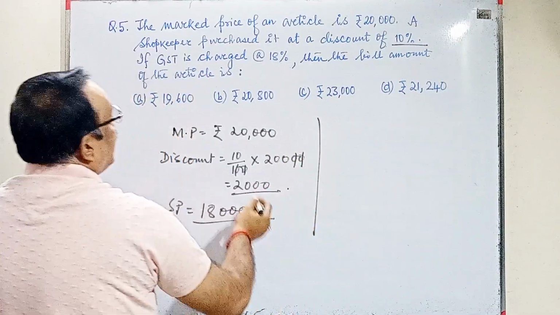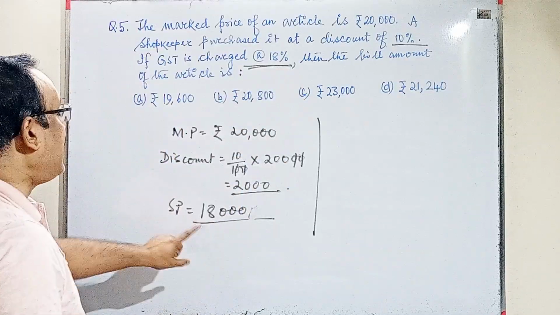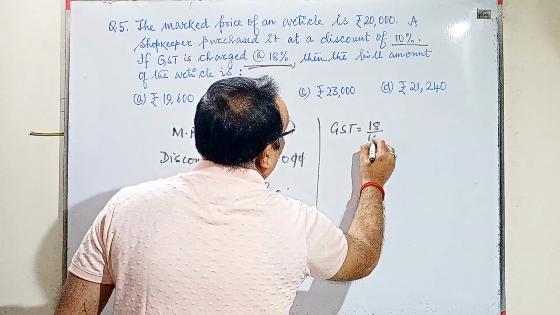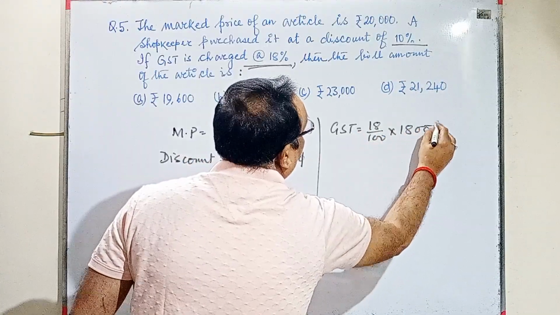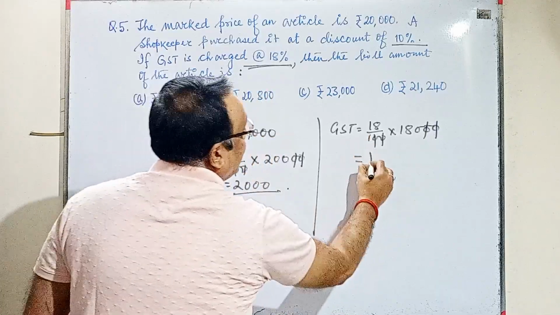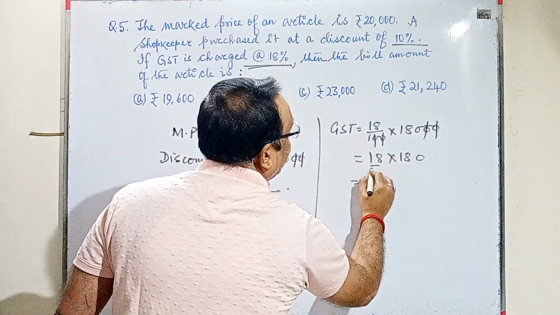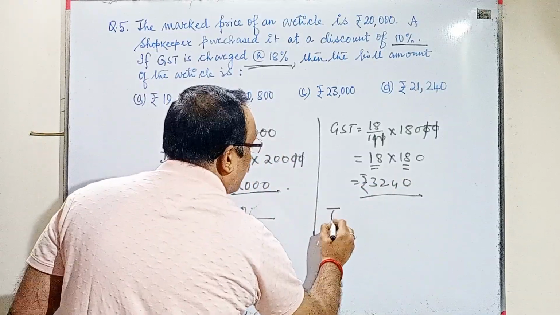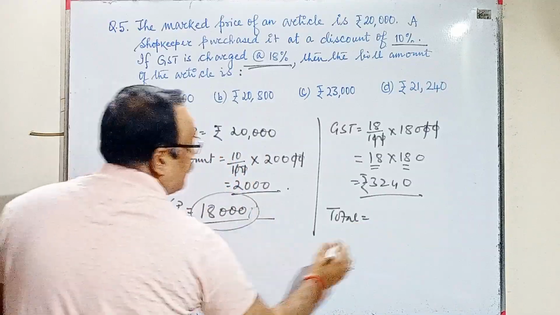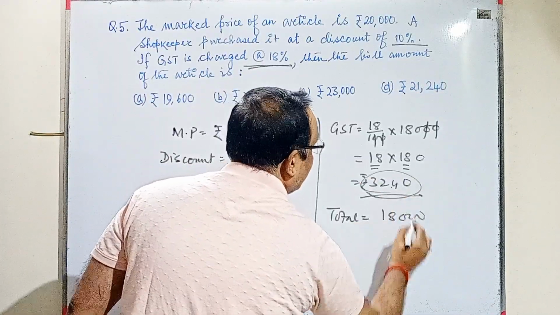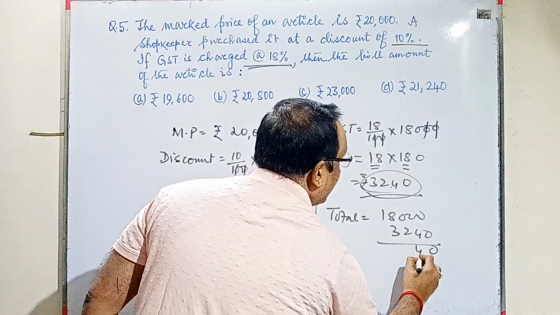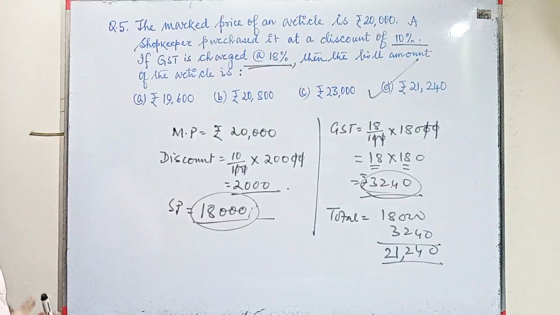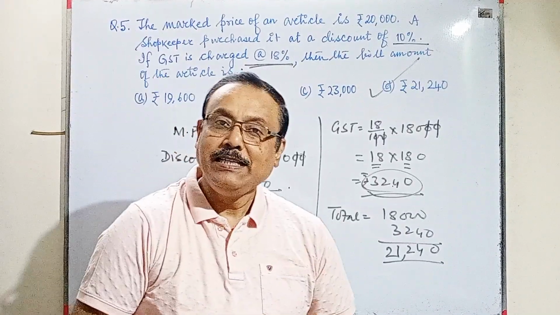Now GST. The rate of GST is 18%. So GST will be charged on the selling price. The selling price is 18,000. So GST will be 18% of 18,000 rupees. So 18 into 180. Now we know 18 into 18 is 324, and a 0. So rupees 3240 is the GST. So what will be the total bill? Total bill will be 18,000 plus this GST 3240. So we will add this, 21,240. So fourth, D, is my choice. So now we'll go for question number 6.